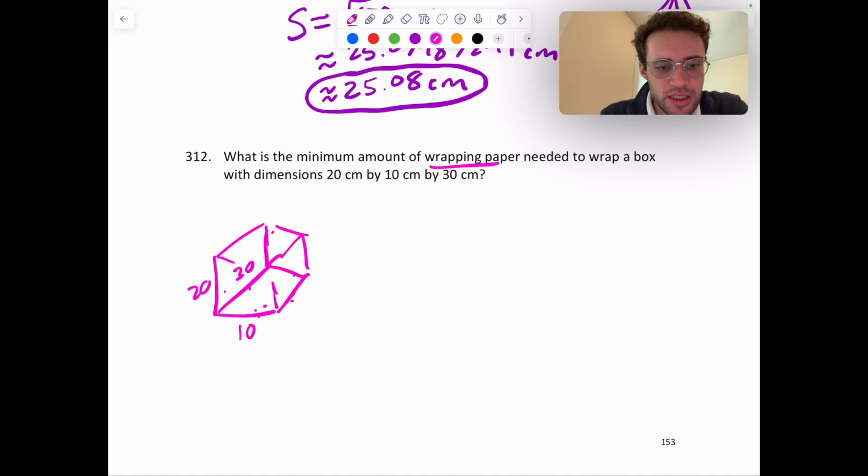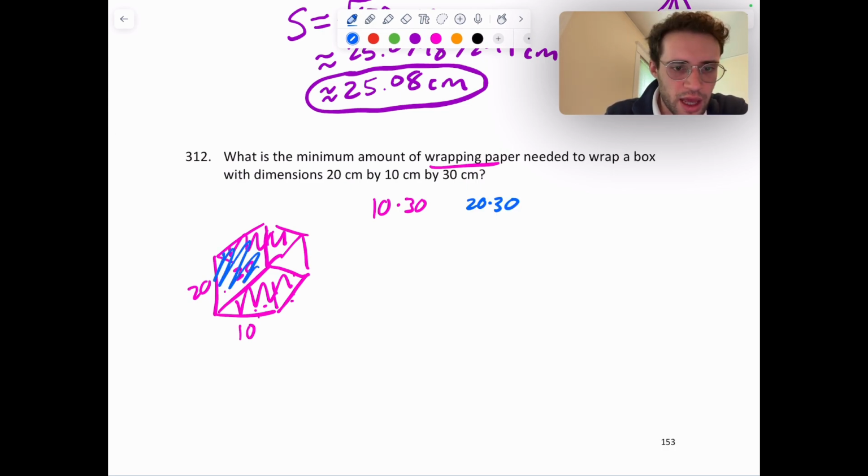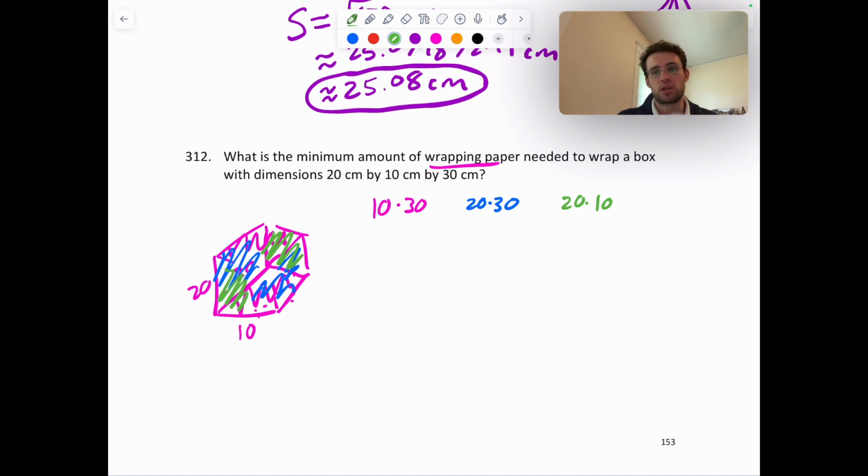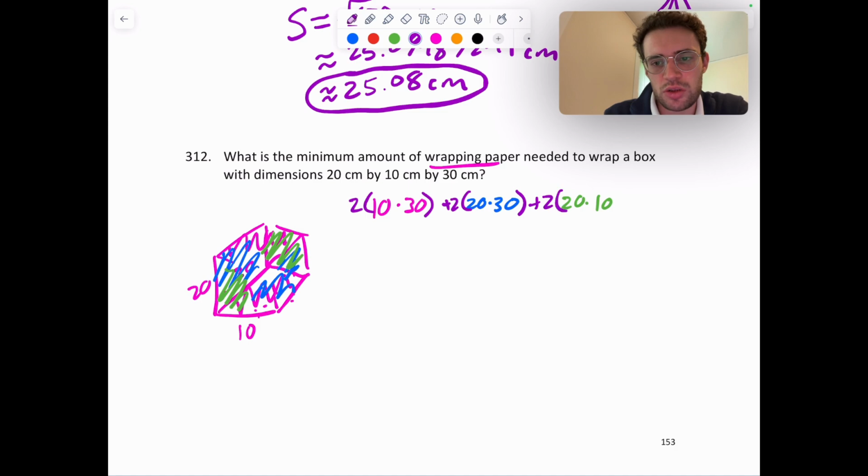So we have 6 faces, and in this case, 2 of them will be 10 by 30. So that would be like this face and the back face there. 2 of them will be 20 by 30. So in this case, that'd be like that, and this back one there. And then 2 of them will be 20 by 10. So that would be here and here. Each edge length will match up with each of the other 2 edge lengths twice. So we'll multiply each of these by 2. So 2 times 10 times 30 plus 2 times 20 times 30 plus 2 times 20 times 10 will be our surface area.